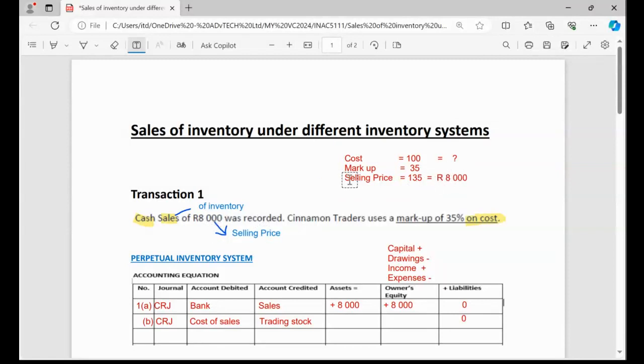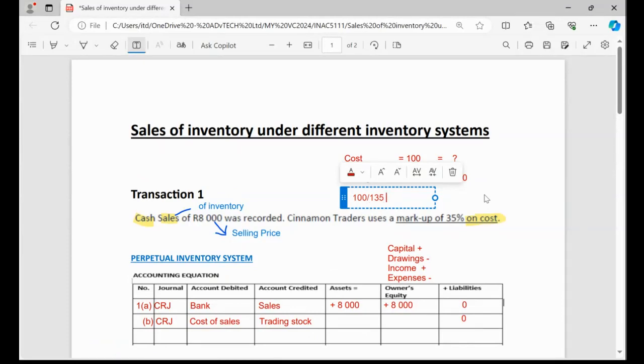So I will put the amount in line with what? The selling price. And thereafter, for me to calculate, I'm just going to take the percentage in line with the cost, and I will divide it by the percentage in line with what? With the 8,000. So what I'm going to do when I calculate cost, I'm just going to say 100 because the question mark is in line with cost, and I'll divide by 135.